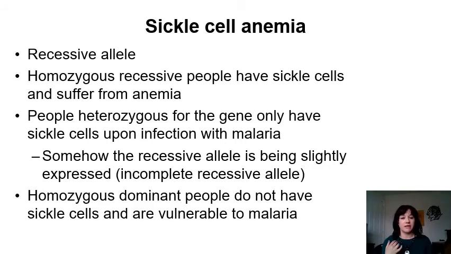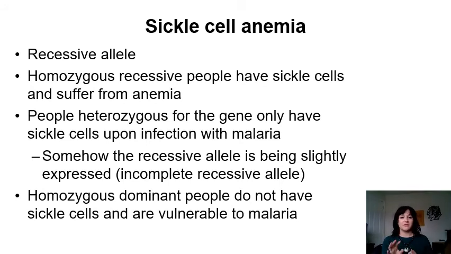And these people, when they get infected with malaria, will have sickle cells temporarily, just during the time of that disease. And something about having sickle cells is providing resistance against malaria. So what's happening here is called an incomplete recessive allele. In other words, the typical rules that we follow of dominant alleles being expressed and recessive alleles being silenced, that's not happening, right? So it's incompletely recessive.